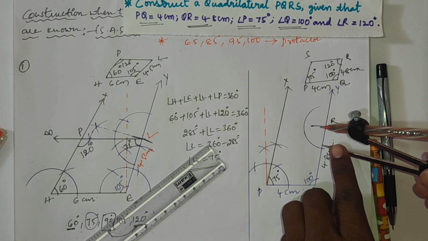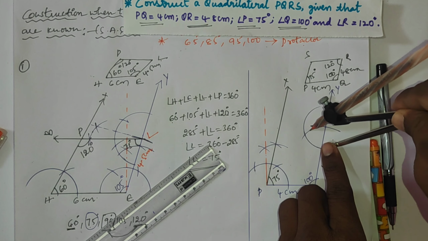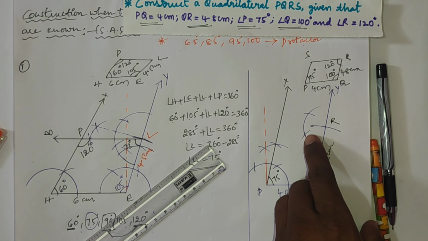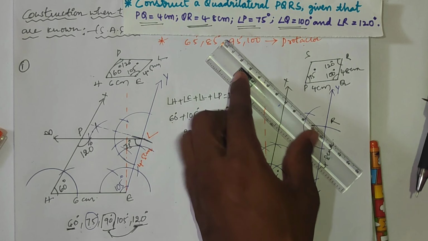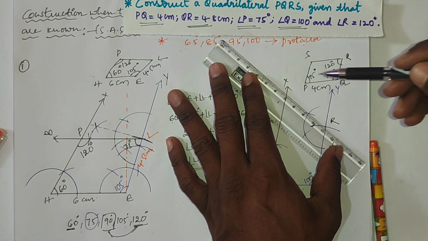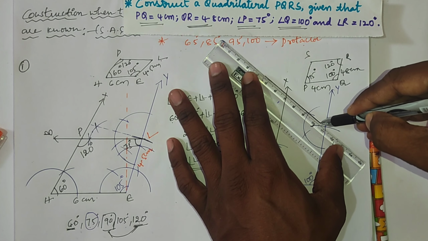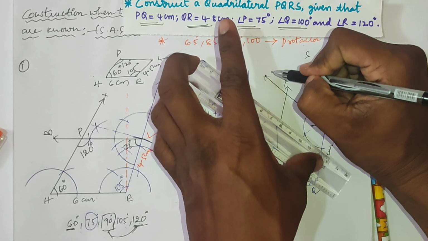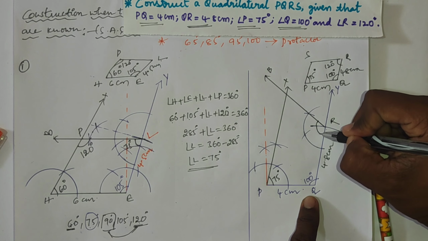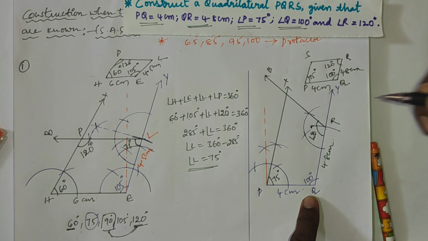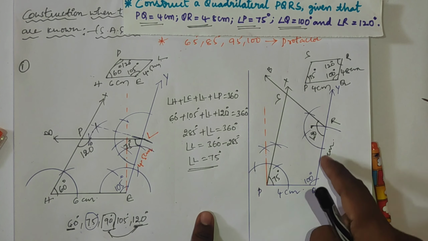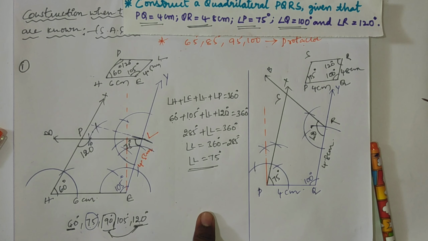Now taking this intersecting point as the center, draw an arc without changing the radius. This is 60 degrees. If you double 60, you will get 120 degrees. So we got the intersecting point. Taking R as the center, I am drawing a ray again here. Suppose RB is a ray, nothing but angle QRB is equal to 120 degrees. We got the intersecting point. With that, our required quadrilateral PQRS is completed.